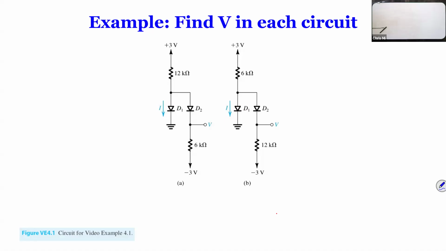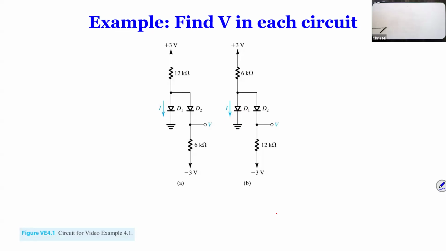Ideal diodes have no resistance and no voltage drop. But of course, on Thursday we're going to move on to the piecewise linear model, where there is resistance as well as the diode, so we go from simple to more complex. But for now, assume ideal diodes.